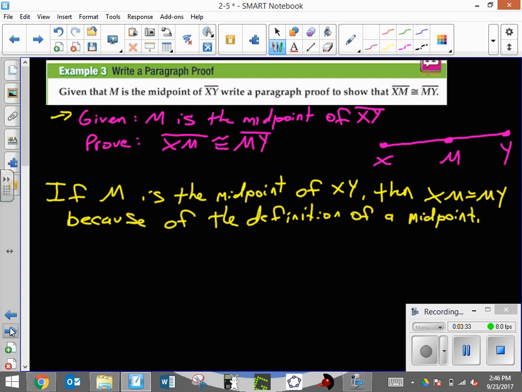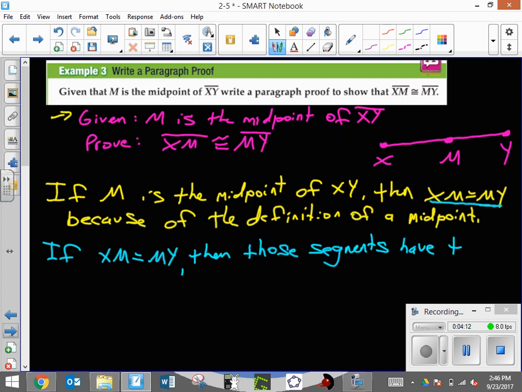Okay, let's get another one. Now I want to link that statement to something else. So I'm really going to start trying to use the law of syllogism that we learned about in a couple sections before this. So I'm going to start with my conclusion from my first statement. So I'm going to say if XM equals MY, that's going to be my next statement. So if XM equals MY, then those segments have the same measure. Okay, there's my second sentence.